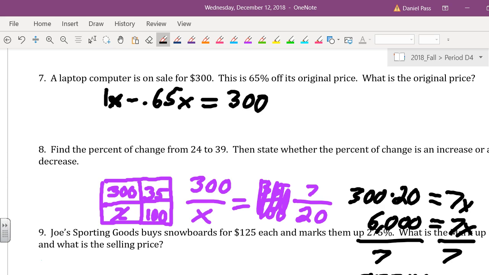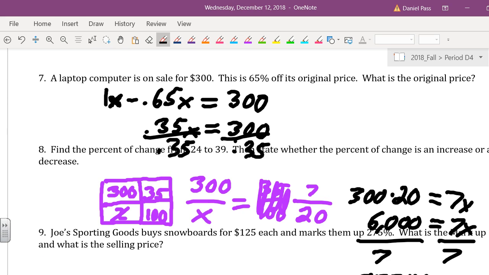Now, what's 1 minus 0.65? 0.35x. So even though it's the only way to actually use 0.65 in the problem, you end up just writing 0.35 anyway. I know it's a little tricky, but that's what makes accelerated math so fun and exciting. Divide both sides by 0.35, and you will get the same answer, which is 857.14.